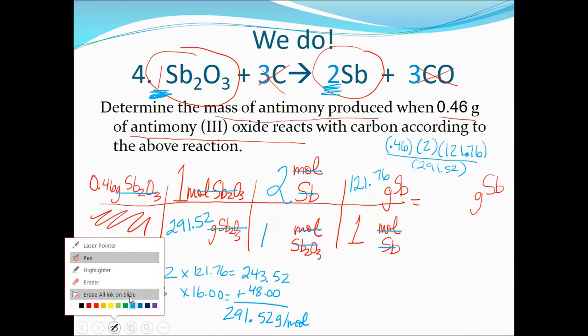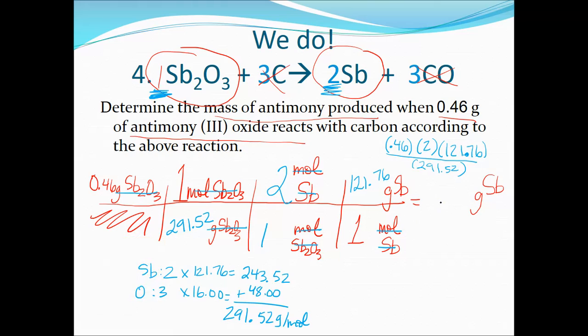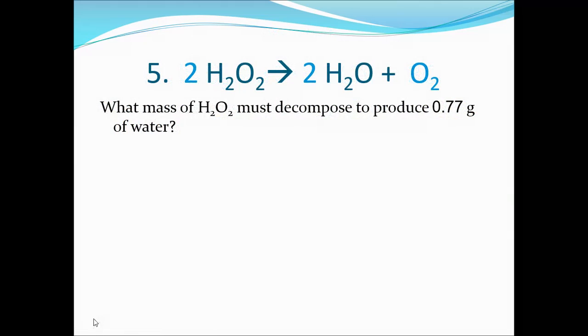I'll give you a chance to plug that in. Hopefully you're going to come up with what I get. I get 0.38 grams of antimony. Okay. All right, let's go on to the next example. Now I'm going to kind of breeze through these examples. You might want to actually pause the video and maybe try it on your own and then check for understanding.